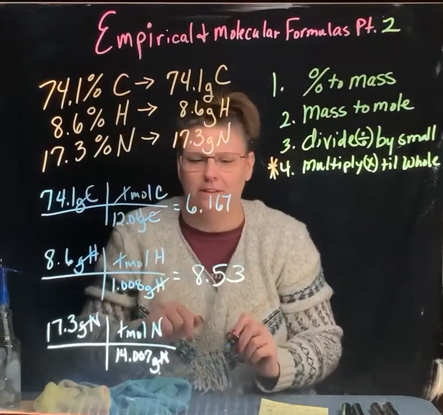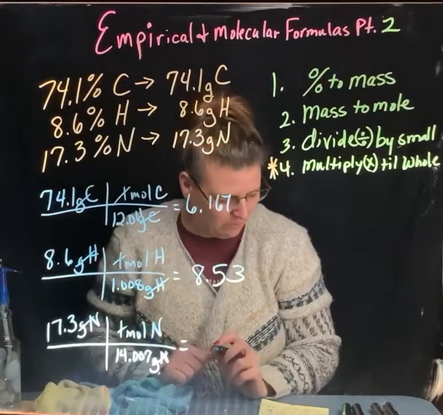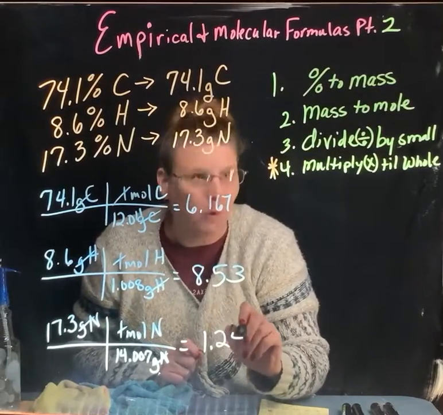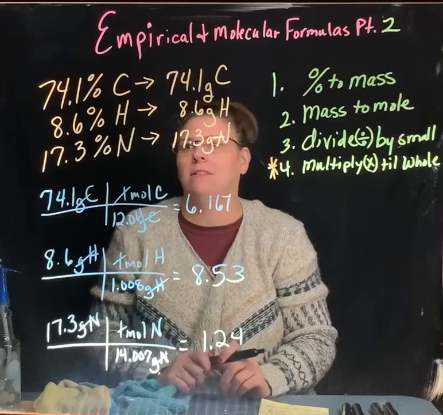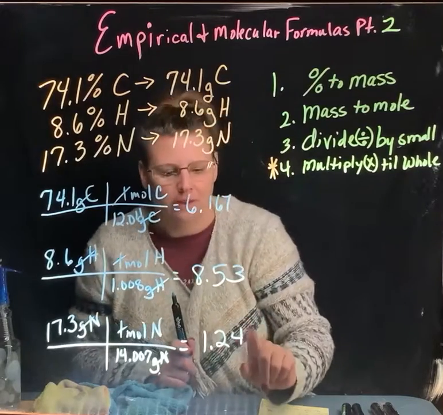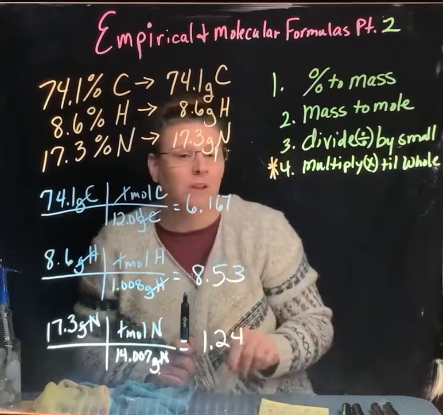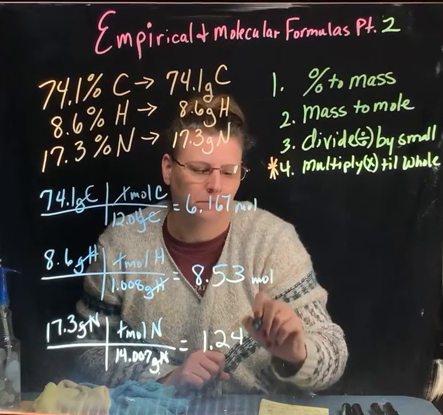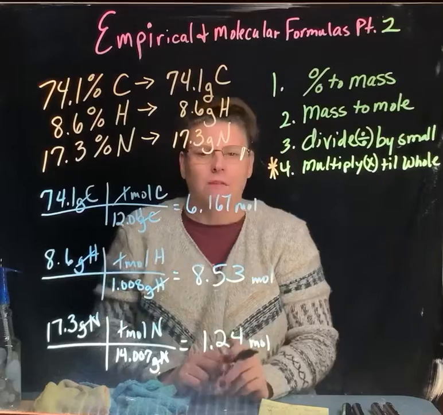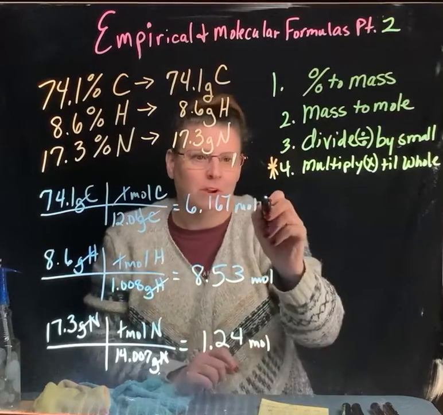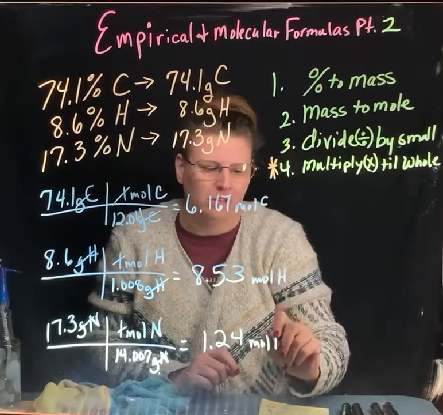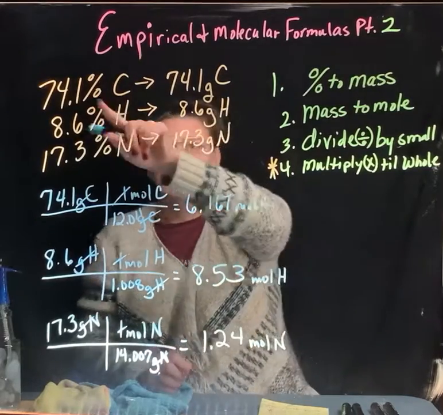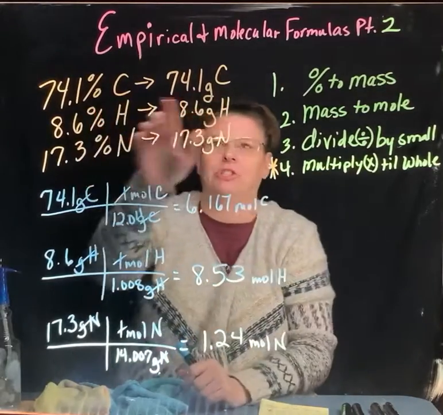8.53, when you divide this, and when you divide this one, you get 1.24. Okay, so that is step 2. We got all of our moles, moles of carbon, hydrogen, because I want you to keep doing that. So that's step 2. So we go percent to mass, just change them.